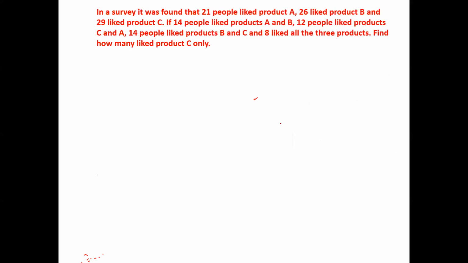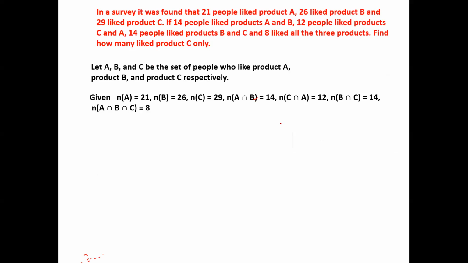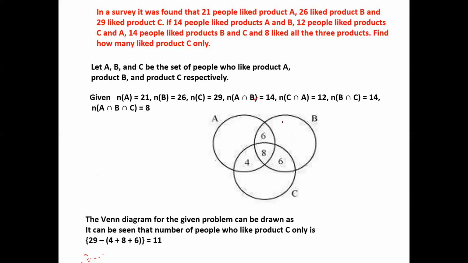It is found that 21 people like product A, 26 like product B. So the Venn diagram is this. Totally 8 liked all the 3. You see that 14 people liked A and B. A and B together is this. So how many of them liked only A and B? Exactly 2. So they can also ask you the question exactly 2, exactly 3, like that.